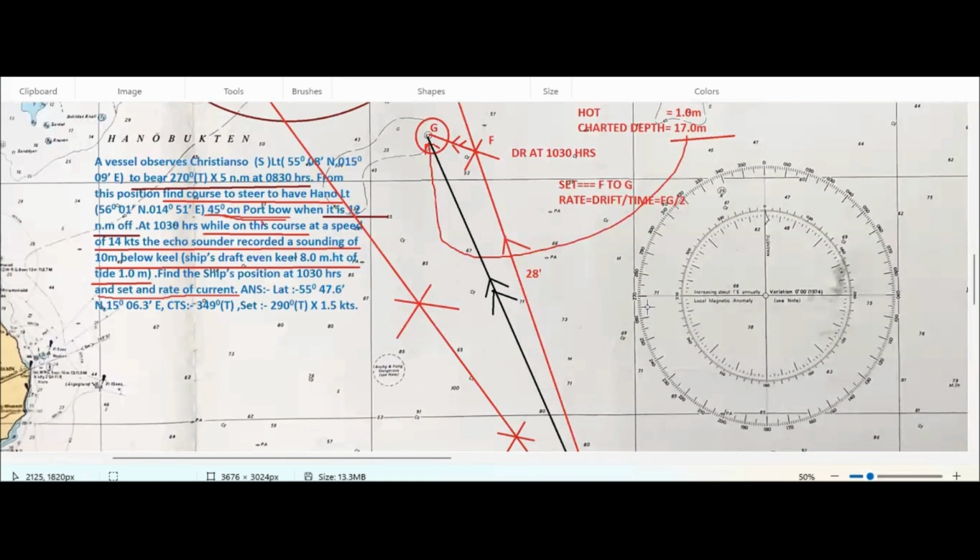289 into 1.2 RS. Okay, ठीक है, 289 or 290, ठीक है, all these are so close.